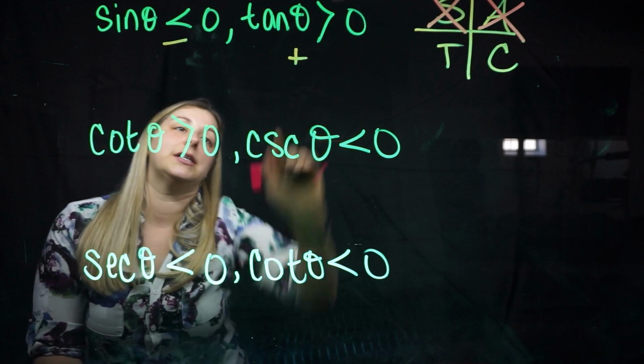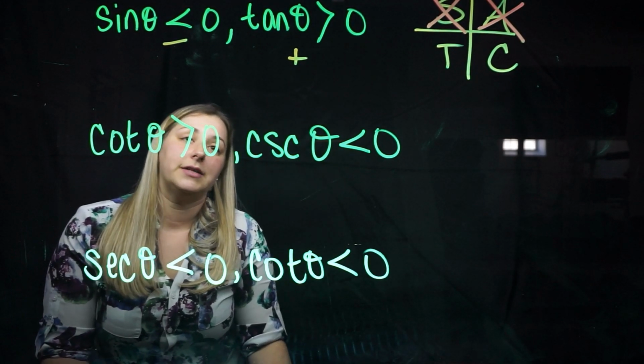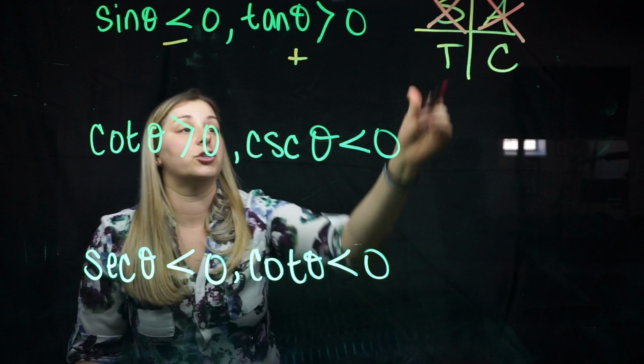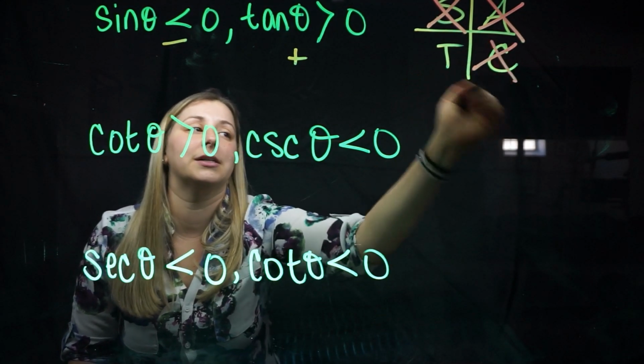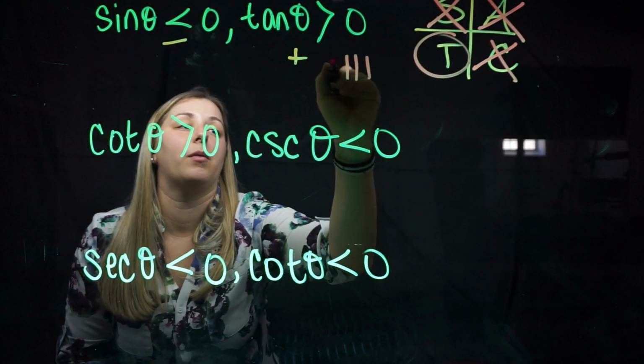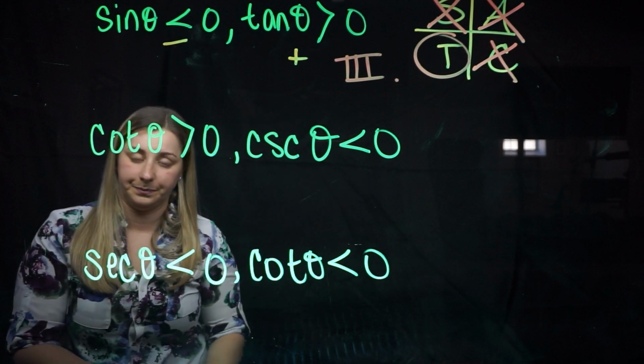The second part tells us that tan is greater than 0. Tan is greater than 0, it has to be positive, which means it must lie here. It cannot be here because it's negative. So the answer to this problem would be quadrant number 3.